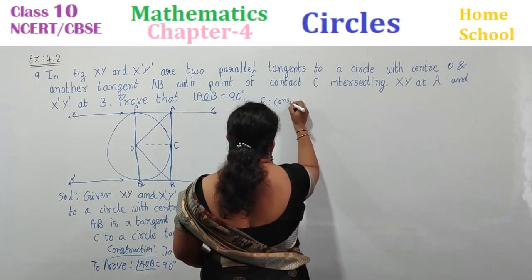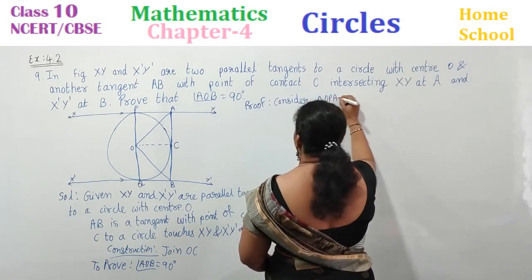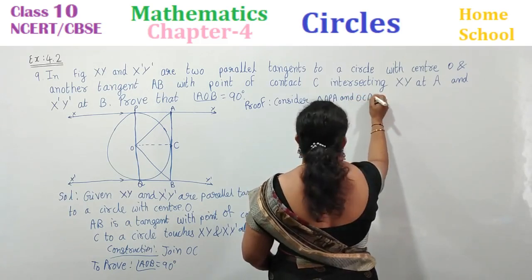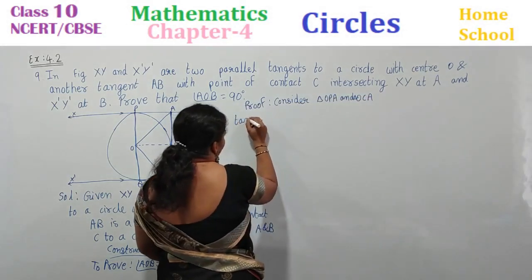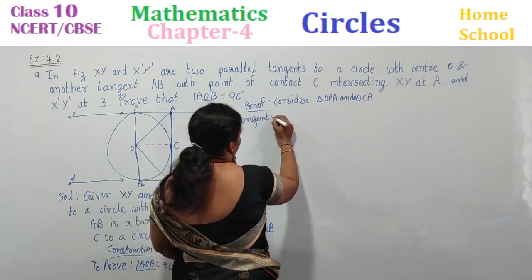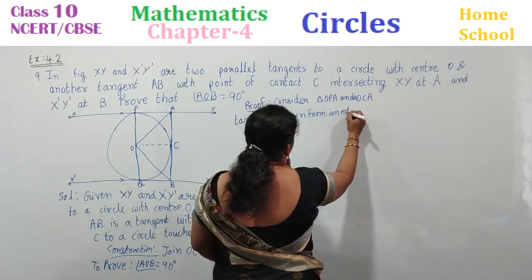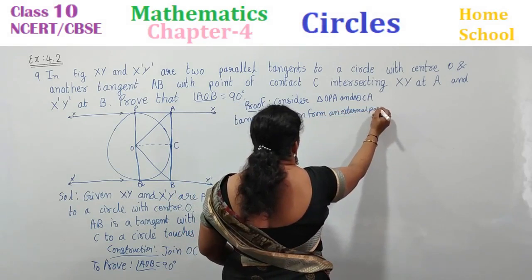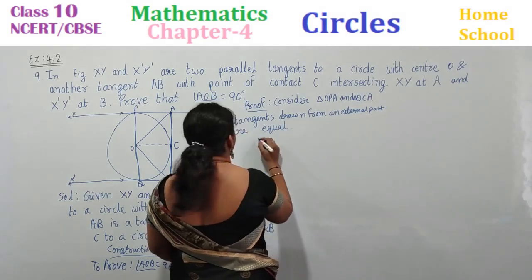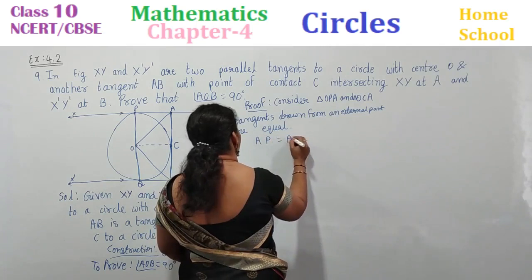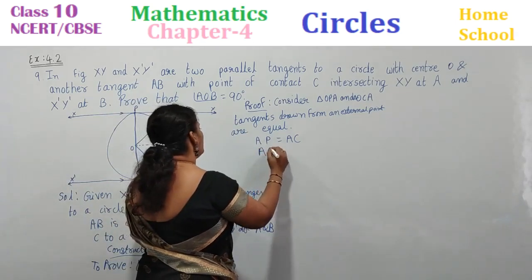Proof. Consider triangle OPA and OCA. Triangle OCA. I know that tangents drawn from an external point are equal. According to that, I can say that AP is equal to AC. In triangles OPA, AP equal to AC. And AO is equal to AO.